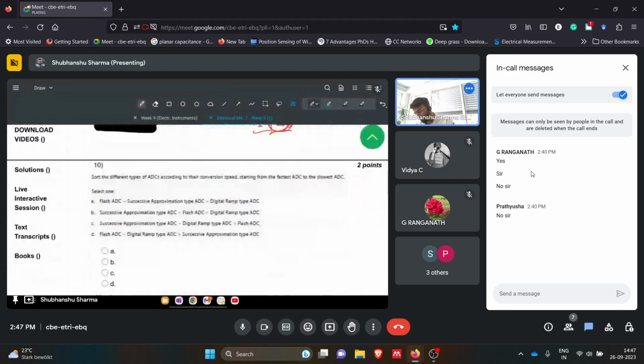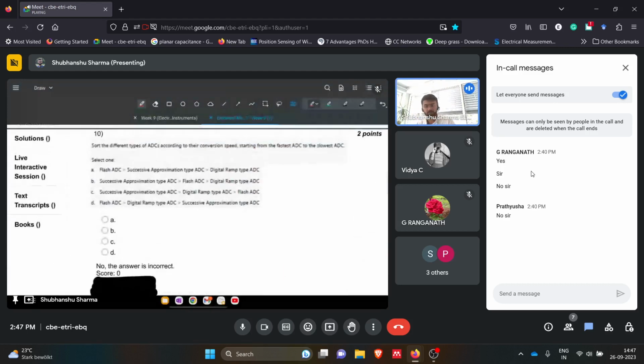The next question is which has the fastest conversion speed, starting from the fastest ADC to the slowest ADC. So obviously we know the flash ADC takes only one clock cycle for its conversion. And then after that we have the SAR. It takes a number of clock cycles equal to the number of bits, and then we have the ramp type. It takes a little more than that.